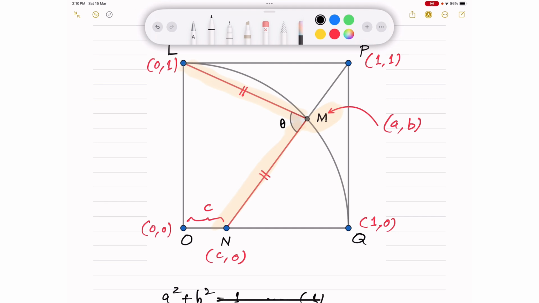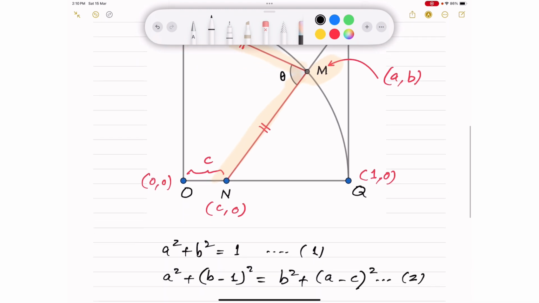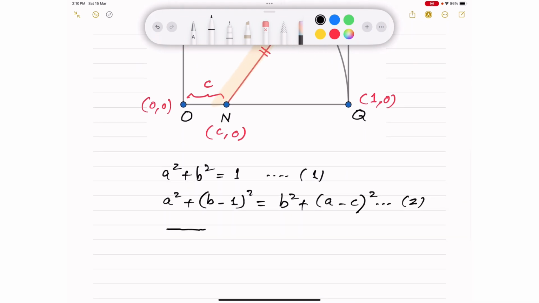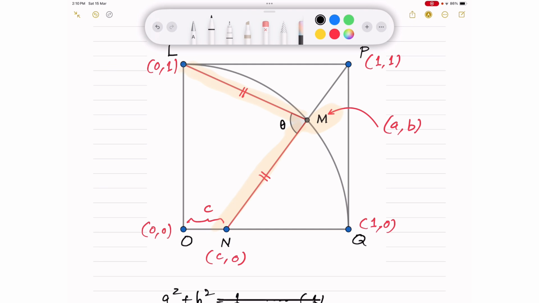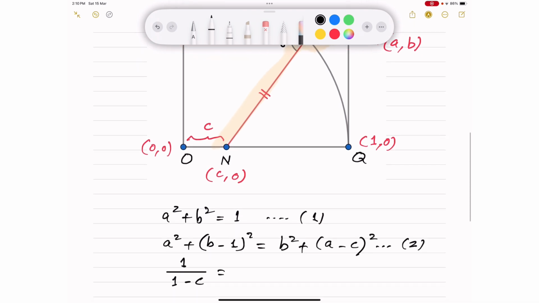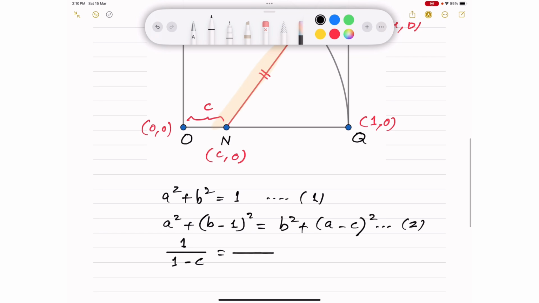Or what we can do, we can use the slope PN, which is the same as MN, okay? So maybe that would make it easier, because the slope of PN is 1 minus 0, which is 1, over 1 minus C. So 1 over 1 minus C is equal to the slope of MN, which is B minus 0 over A minus C. So B over A minus C, and that forms our third equation. Okay? So that's it. Now we have a system of three equations.